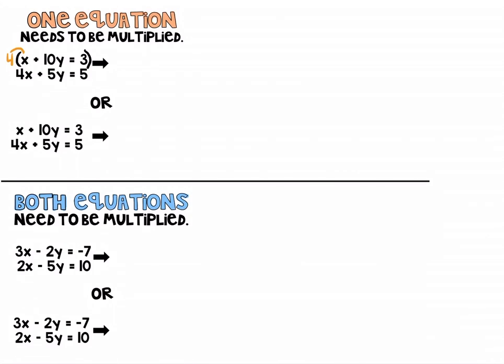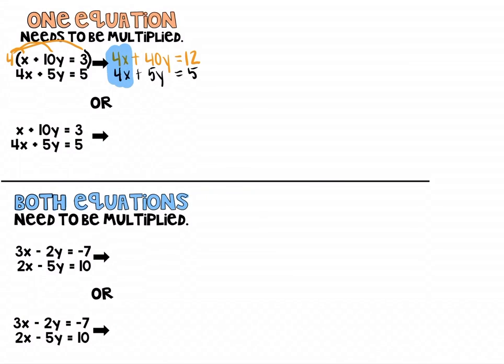So, 4 times x, 4x. 4 times 10y, 40y equals 4 times 3, 12. Okay, and then my second equation, 4x plus 5y equals 5. Now you notice these two front pieces match. So that means we can use elimination now. We would subtract and we would solve. We're not actually going to solve for these for time purposes, but that's how you do it. You have to sometimes multiply to do that.